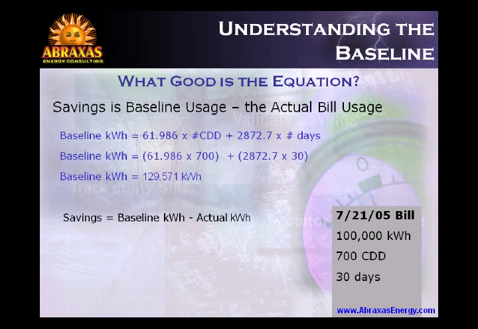So we have baseline usage, which represents how much energy we would have used. What you really want to know is savings. Did you save energy or not? To determine savings, you find the difference between how much you would have used and how much you did use. This is baseline minus actual. We calculated baseline already. Now we put our actual usage into our savings equation, and we can see we saved quite a bit of energy.